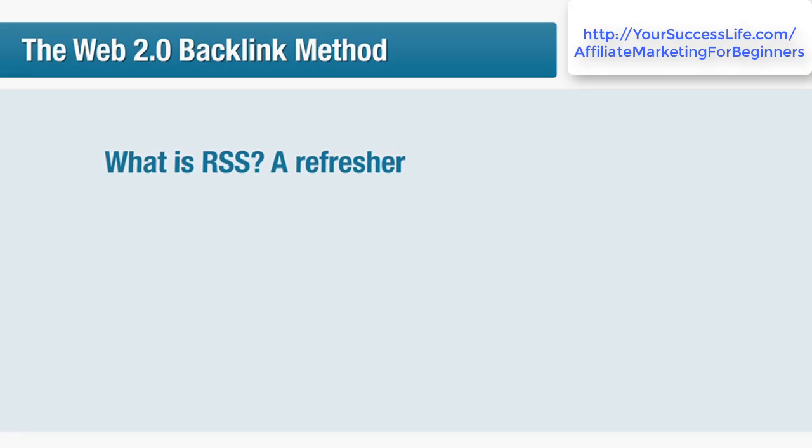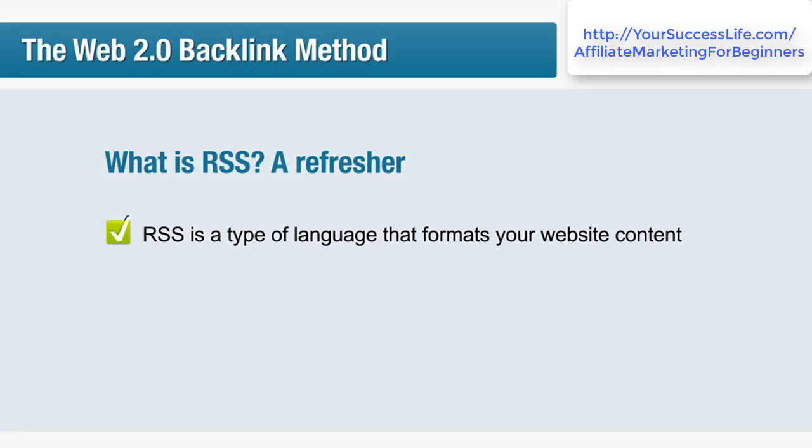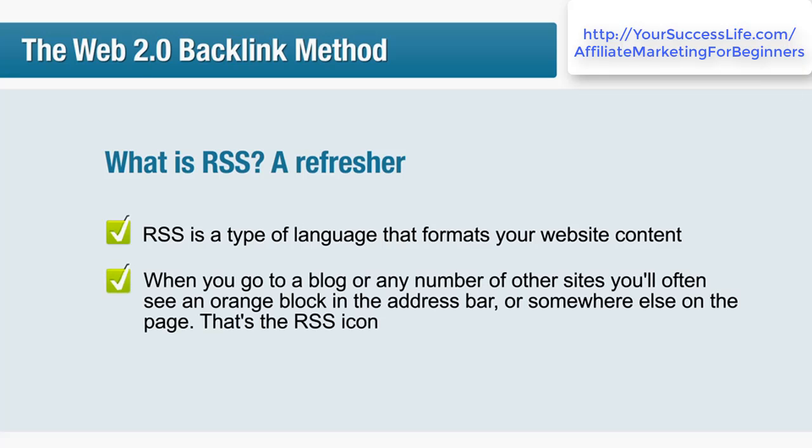What is RSS? Let's have a refresh. RSS is a type of language that formats your website content in a standard way so that a variety of RSS readers can understand it and display it to subscribers. When you go to a blog or any number of other sites, you'll often see an orange block in the address bar or somewhere else on the page. That's the RSS icon. If you click on this, it will bring up the RSS feed.